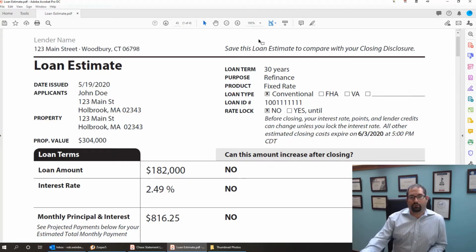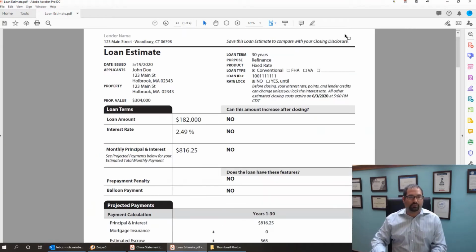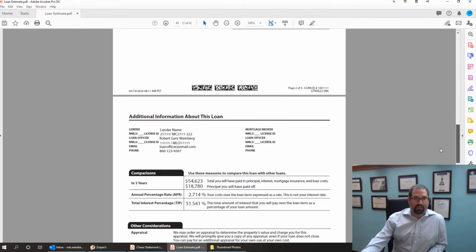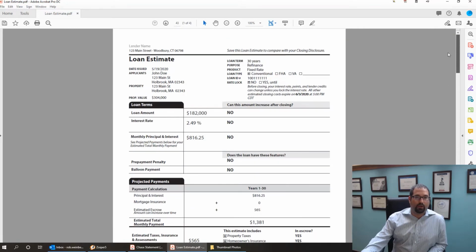All right, so it's a standard form. This loan estimate is a standardized form. So all mortgage companies have the same protocol. This is a standard template that they use. So at the top here, it's going to have your lender name and their address. It's going to say loan estimate on it, and then it's going to show the date they issued it, your name as the applicant, the property address.